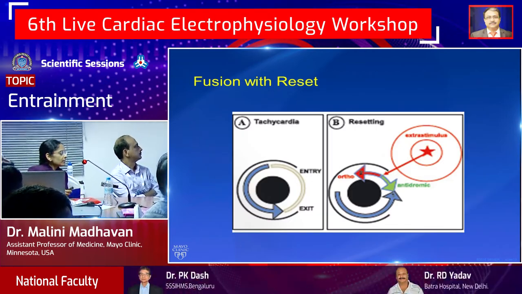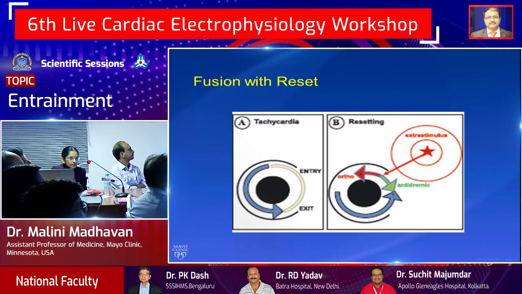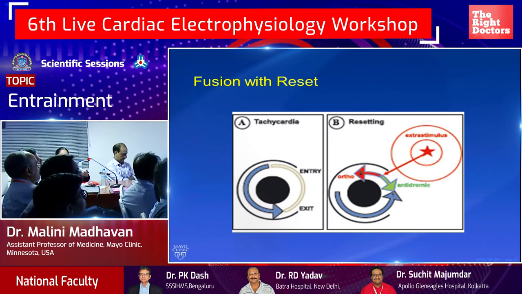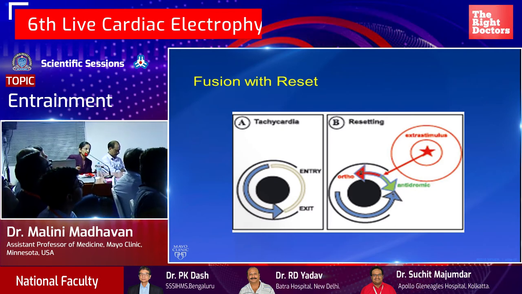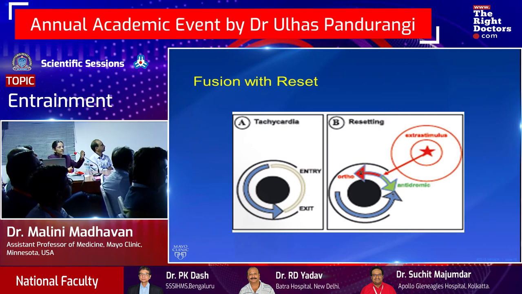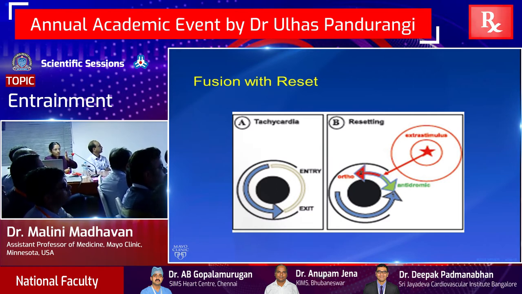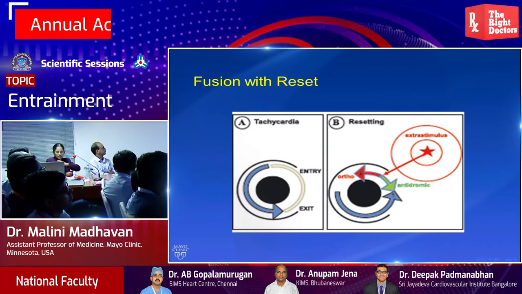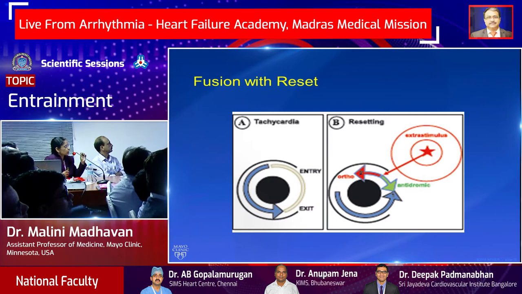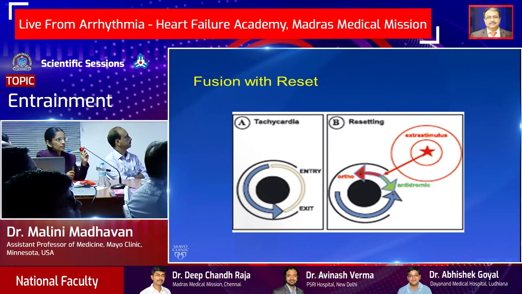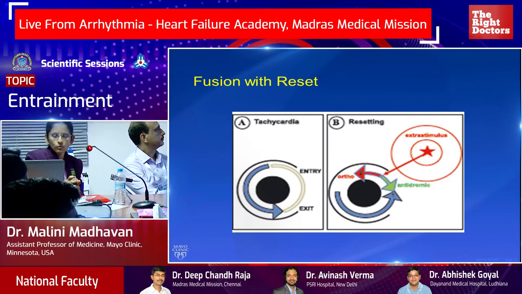So to understand how fusion, reset and progressive fusion work, we'll start with an example of how a single PVC delivered during tachycardia would work. Then we'll progress to how a series of pacing spikes would work in tachycardia. So we're going to talk about just one PVC now. There is VT going on and we're going to talk about one PVC.